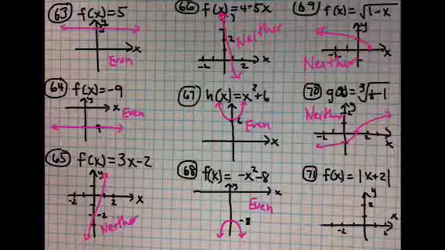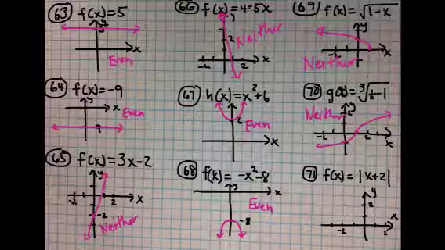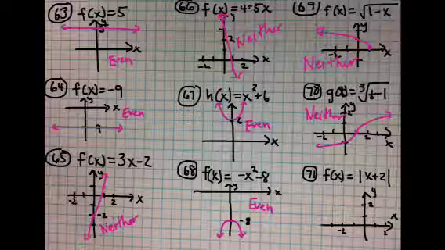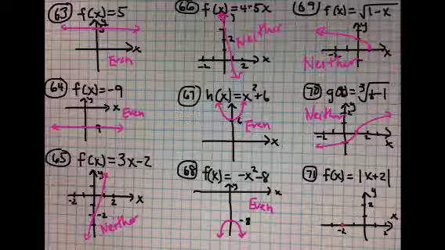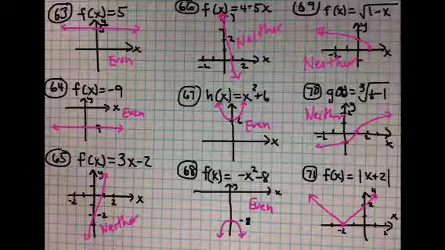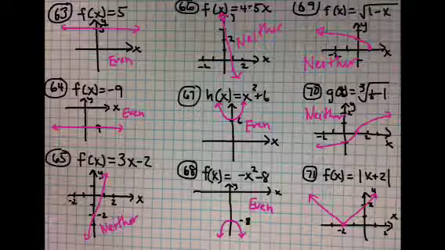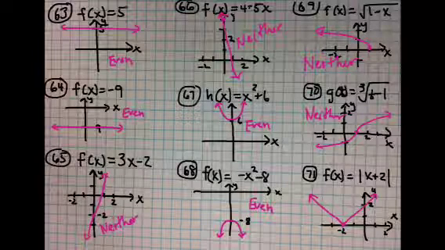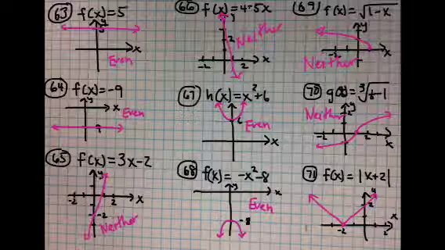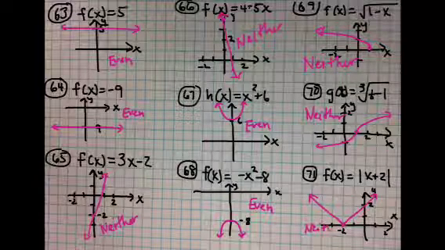Okay. 71. Absolute value, remember these are the V shapes. So right here, we'd start here, and then it goes this way. So this one is not symmetric with respect to the y-axis, and it's not symmetric with respect to the origin. So this one's neither.